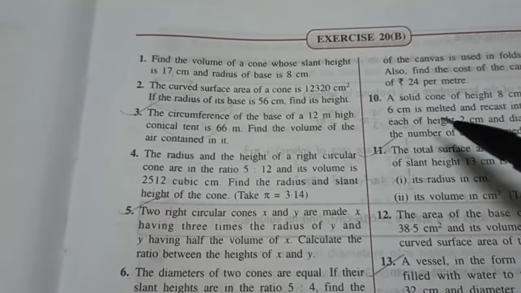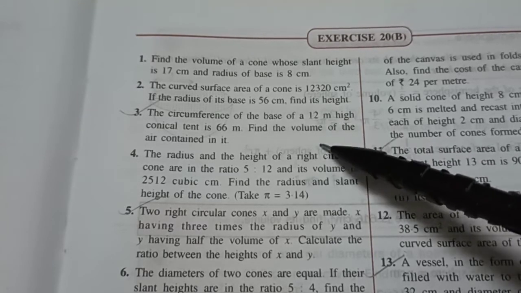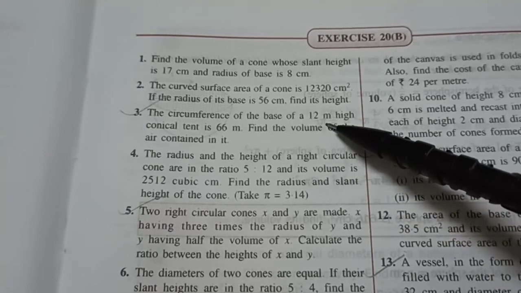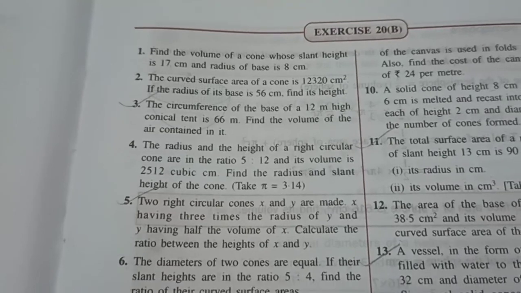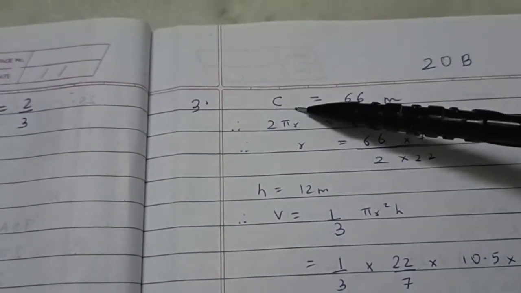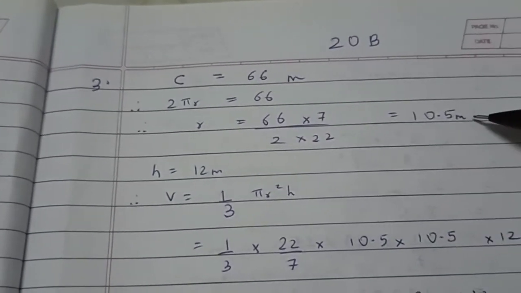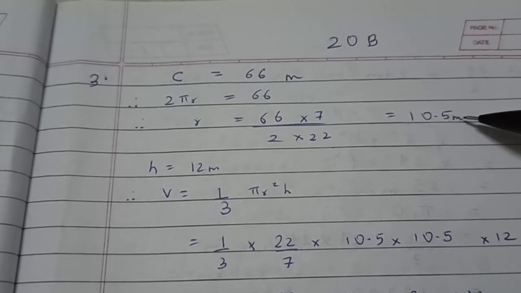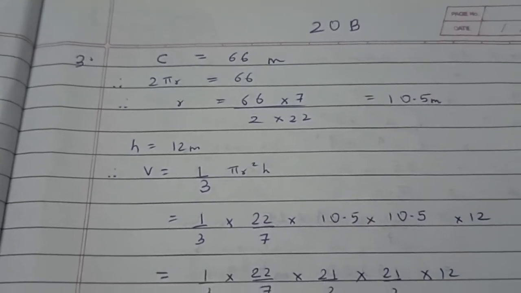The circumference of the base is given, so from that we can find the radius, and also the height is given, 12 meters. We have to find the volume. So from the circumference, which is 2 pi r, find the radius, which comes up to 10.5 meters. Height is also given, and volume formula is this. Substitute the values and get the answer.